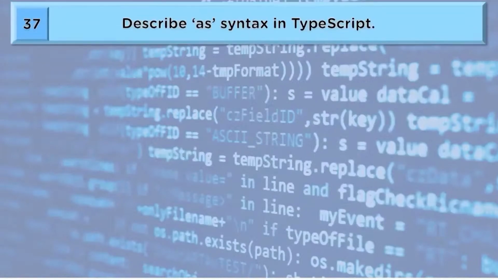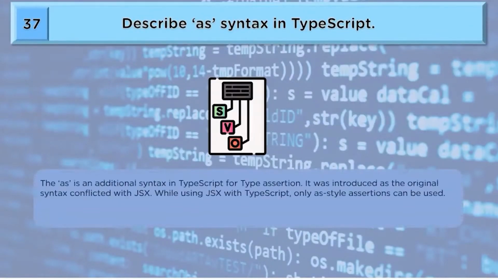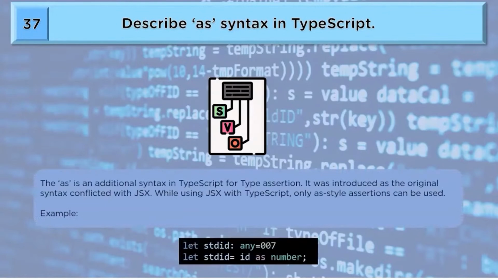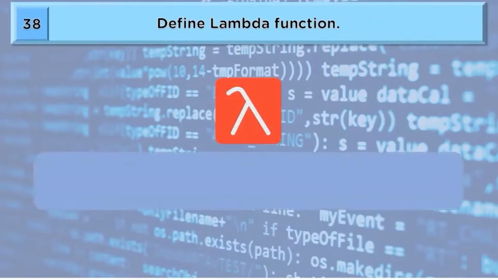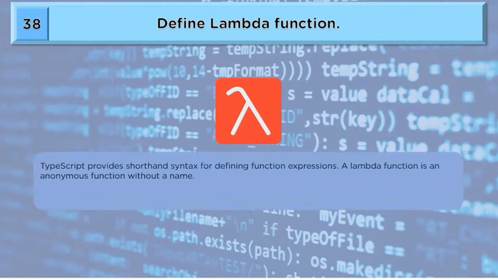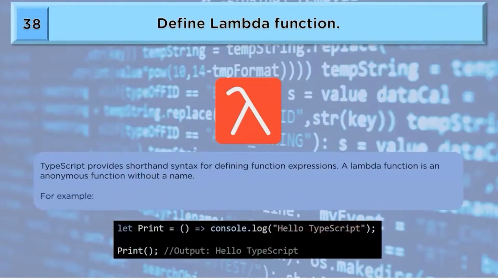Describe as syntax in TypeScript. The as is an additional syntax in TypeScript for type assertion. It was introduced as the original syntax conflicted with JSX. While using JSX with TypeScript, only as-style assertions can be used. Define lambda function. TypeScript provides shorthand syntax for defining function expressions. A lambda function is an anonymous function without a name. Below is an example for lambda function.